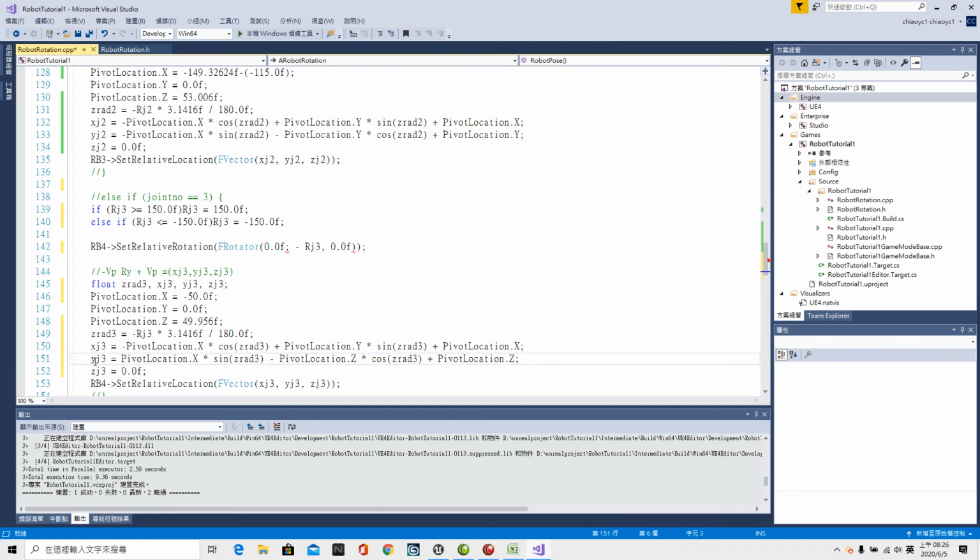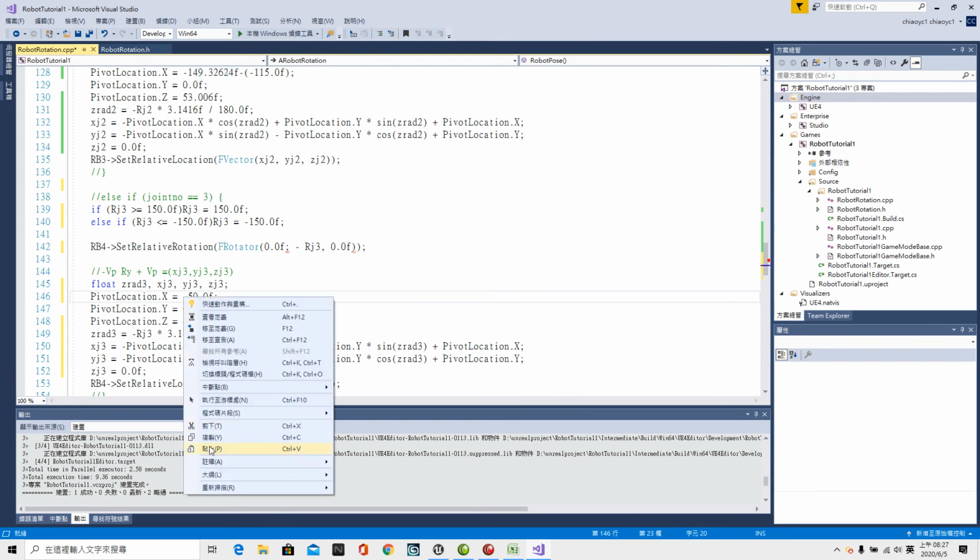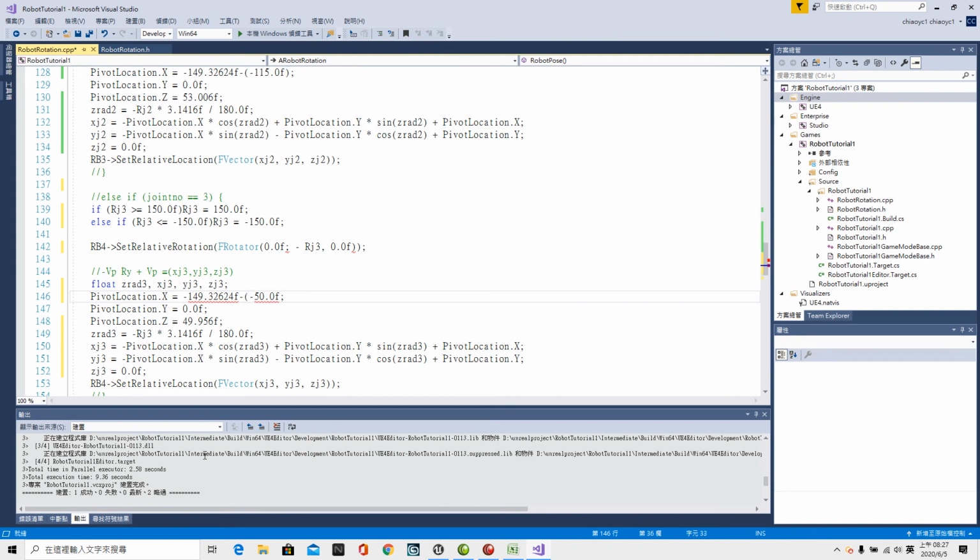And YJ3 equal to minus pivot location dot X multiply sine ZR83 bracket minus pivot location dot Y multiply cosine ZR83 bracket plus pivot location dot Y. And the same, we don't forget the correction of pivot location dot X. Copy this one and add in front of minus 50, and with a bracket here and a bracket here.